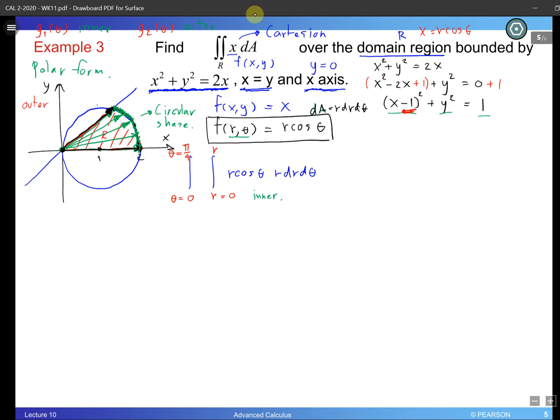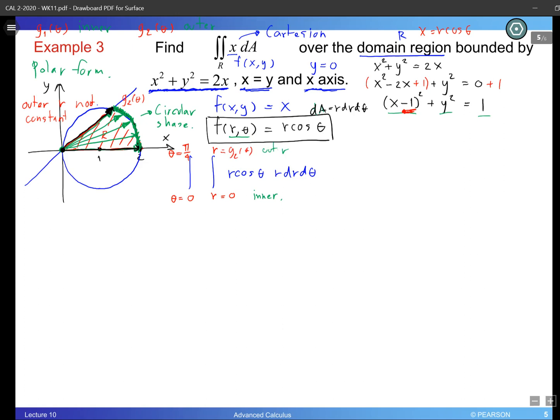Outer r is not constant, which means that we are supposed to have a function to represent this outer curve, this one right here, and it's going to be g2 of theta. We need this g2 of theta to represent this curve. So we need r equal to g2 of theta. This is the outer one, not constant when compared to the origin.